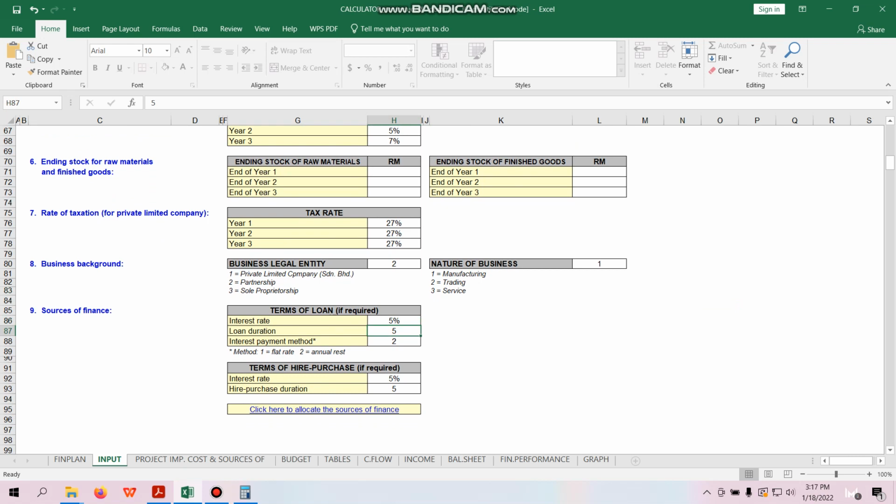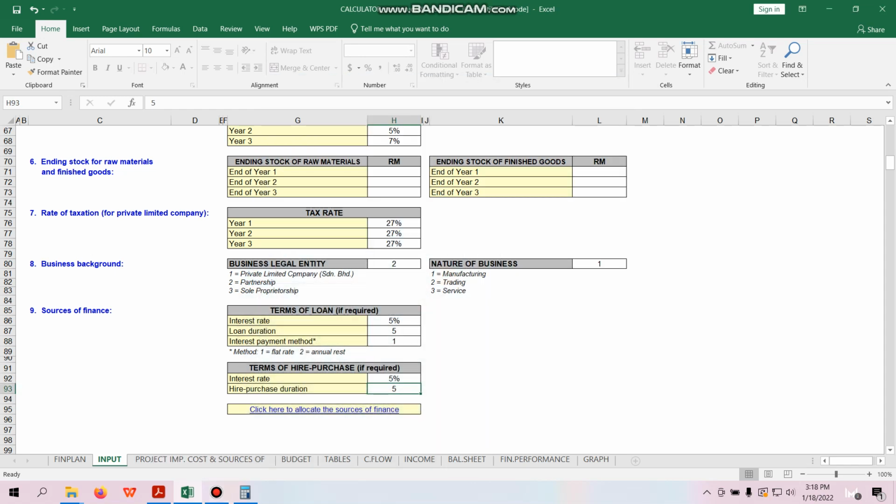And the payment method is 2, which is annual rate, or what we call the reducing balance, or sometimes, you can refer to your slide, it is called kita panggil outstanding balance. You may choose the number 1 flat rate, right? Also, for the hire purchase, the interest rate is 5%, hire purchase duration is 5 years. You can change this one, depends on your priority. But normally, do not put too high an interest rate because it means you have to pay a higher cost.